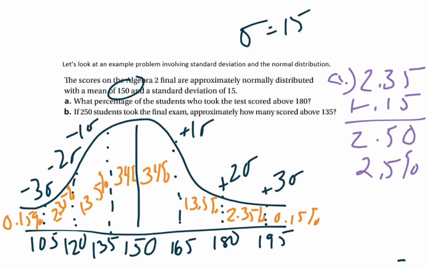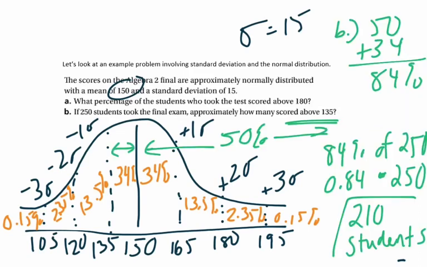Second question is a little bit slicker. It says, if 250 students took the final exam, approximately how many scored above 135? So that's a little bit trickier because it's not asking what percentage scored above a 135. They're asking how many. So there's a couple ways that you can do this.